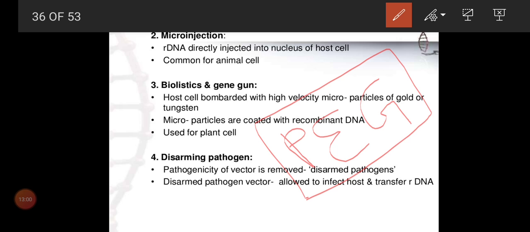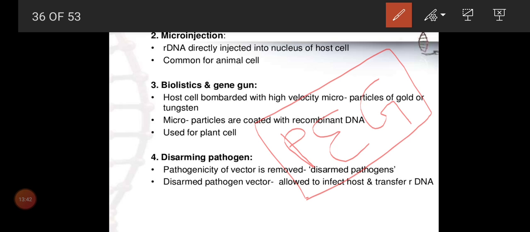Example, polyethylene glycol. And one more we can call electroporation. The fourth method is electroporation. In that, an electric current is given, high voltage, short time. The electric current helps to make tiny pores in the host cell. This is temporary only, and it helps our desired recombinant DNA enter the host cell. When we remove the high voltage, the pores of the cell membrane close. So this is another method in which a vectorless gene of interest can be introduced into the host.